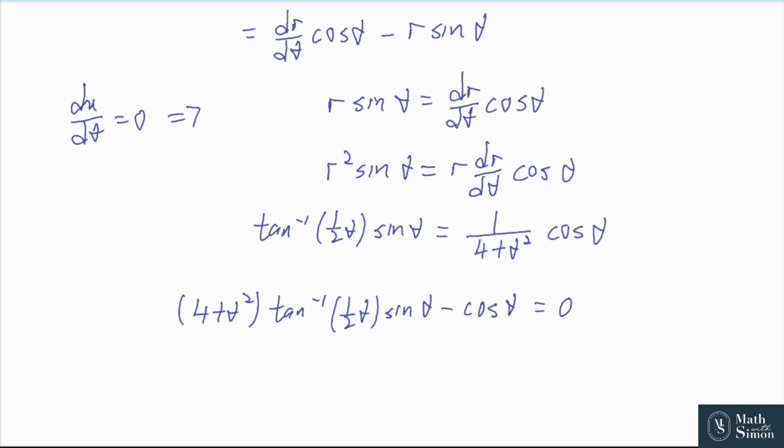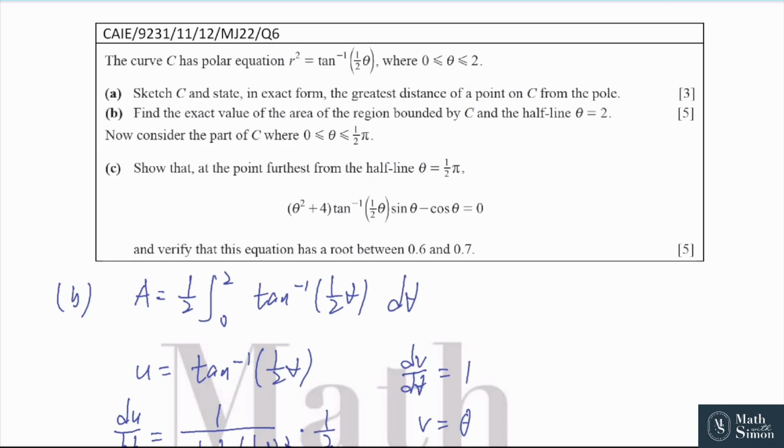That's very painful. So whenever we see an equation that has r squared and they ask for the maximum distance from the initial line, or theta equal to half pi, use this kind of method. So proven. Then for the last part, verify this with the sign change rule again. We won't go through this one anymore.